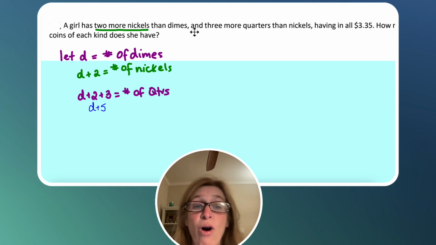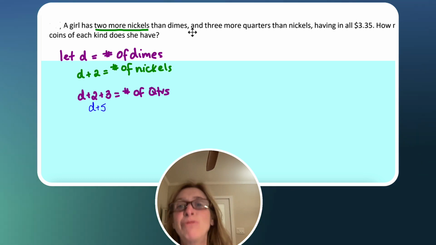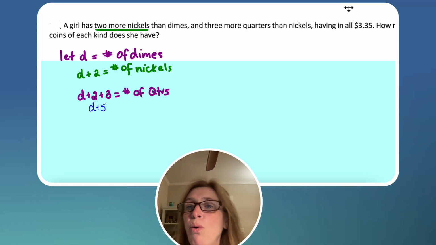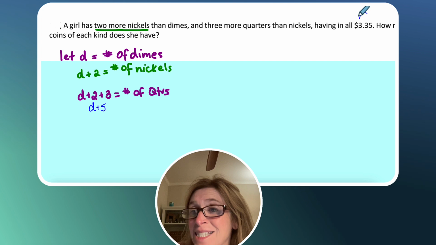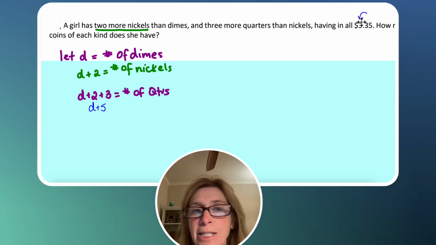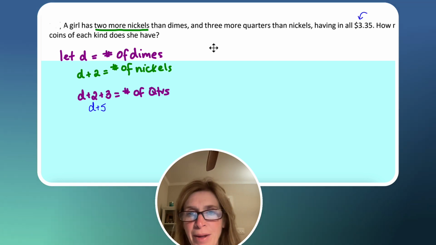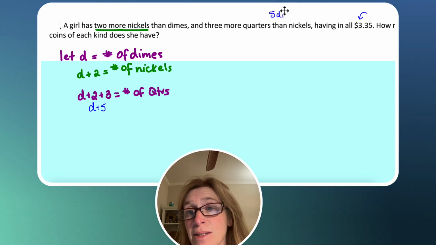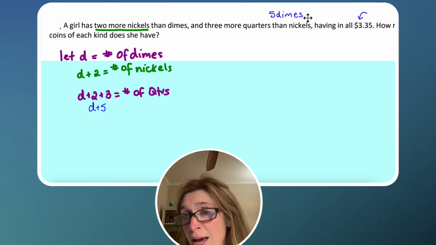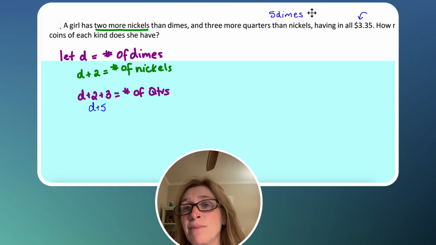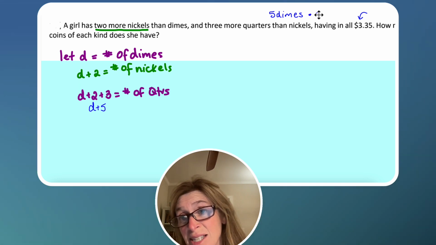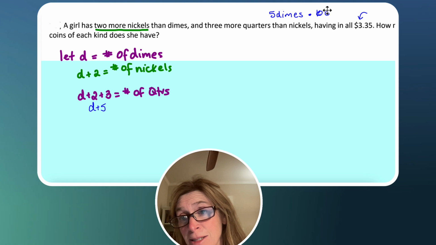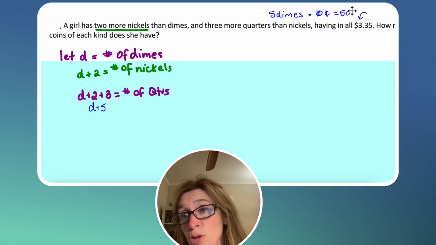Okay, so now I have the amount of dimes, nickels, and quarters I have, but the additional information is in dollars and cents. So I want you to think about this. If I said to you, you have 5 dimes, how much do you have? Well, you'd take the 5 dimes and multiply them by the value of a dime, which is 10 cents. So I'll write 10 cents. So you'd have 50 cents in total.